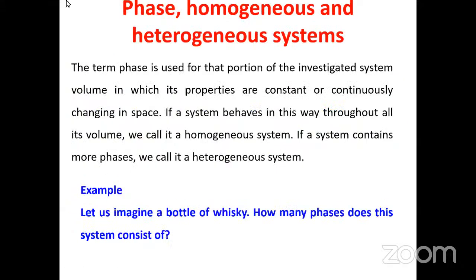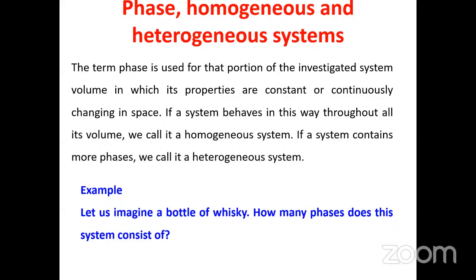So now, phase, homogeneous and heterogeneous systems. Let's see what is a phase, what is a homogeneous and a heterogeneous system. The term phase is used for that portion of the investigated system volume in which its properties are constant in space, or just continuously changing in space. If a system behaves in this way throughout all its volume, we call it a homogeneous system. It has just one phase.